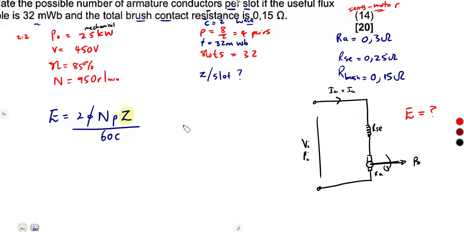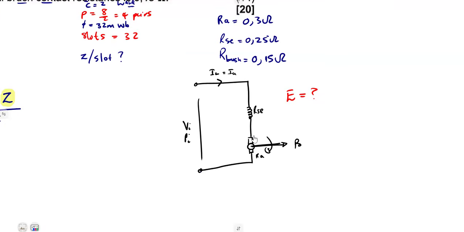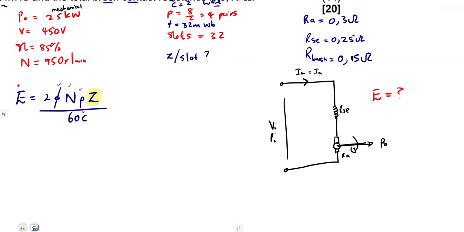On this formula, we do not have this generated EMF, which is our back EMF for a motor. The useful flux is given. Our N, the speed, is there. The pair poles, we have it. C, we have. So everything we are given, each and every part here. So what we need is to find E first. And this E is taken from this series motor that we are given. Remember that it is the back EMF, all right?